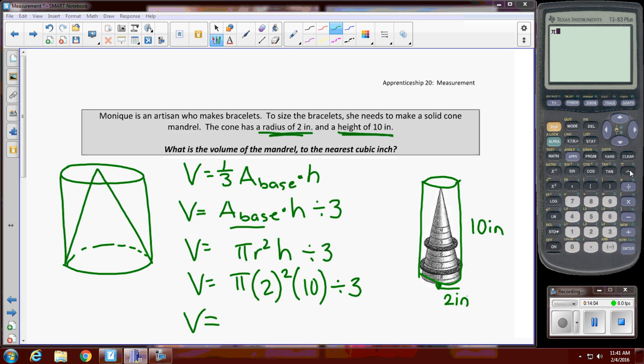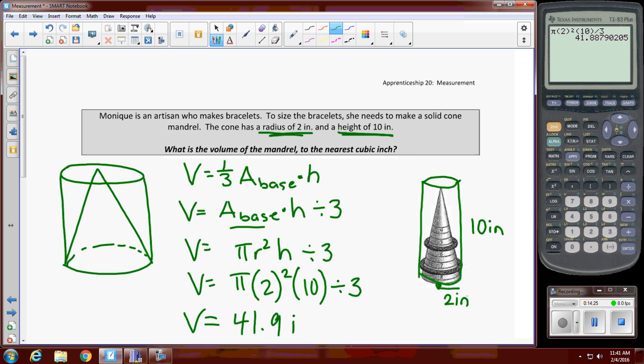And again, I'll show you what this looks like when we do this in our calculator. We're going to have pi times the radius squared times 10, and that's the cylinder this cone fits in. But since we're talking about a cone, it only takes up 1/3 of its volume, so we divide by 3. The volume of this cone now is 41.9 cubic inches.